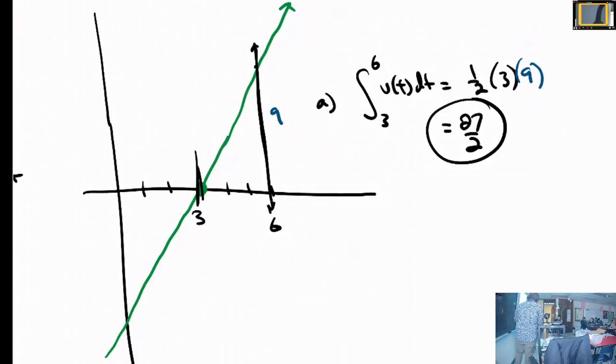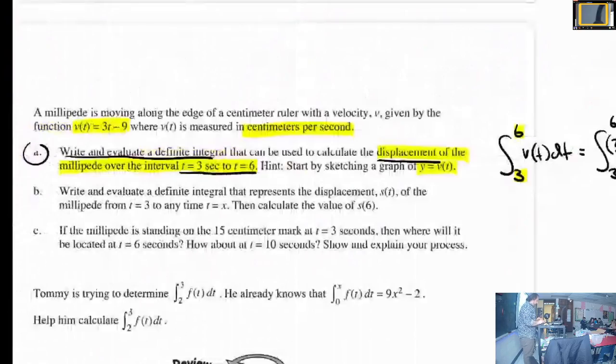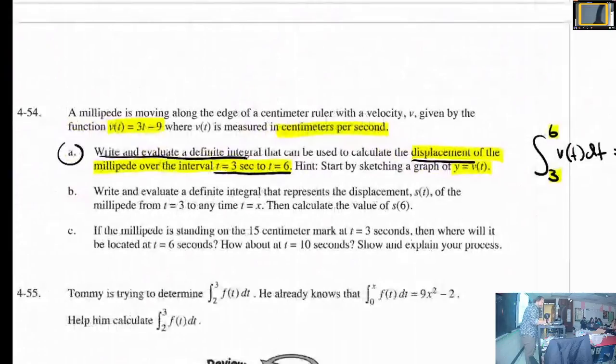Part A is relatively simple because they give us a left bound and a right bound. What makes this question more challenging is when you look at part B, they want us to write and evaluate a definite integral that represents the displacement from t equals 3 to any time t of x, and then find the exact same answer by using our new formula. So we'll practice that one more time.